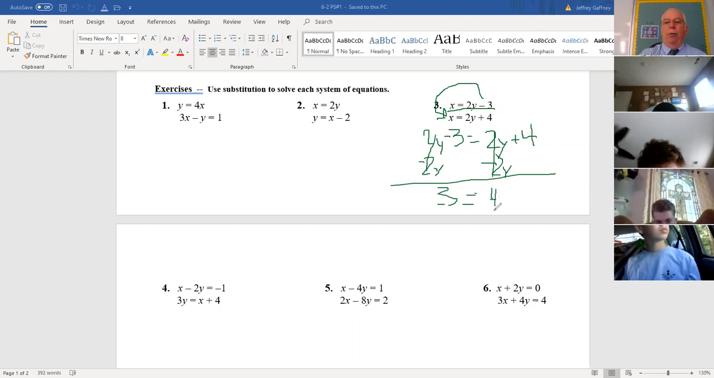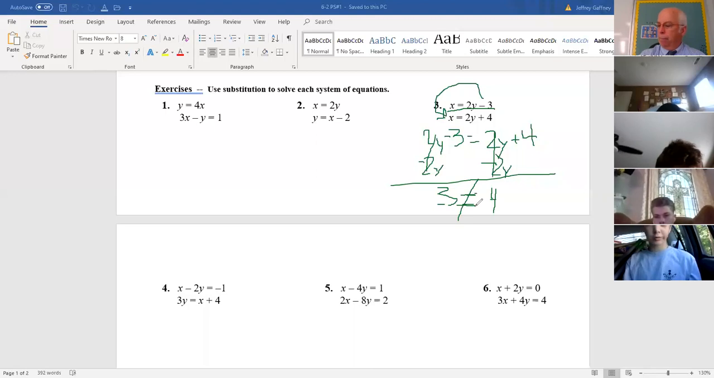Okay, -3 equals 4. And I talked about that with the graphs. I said, oops, I may have put the cart before the horse. And -3, last time I checked, doesn't equal 4. So what is the relationship of this system of equations? What's going on there? No solution.